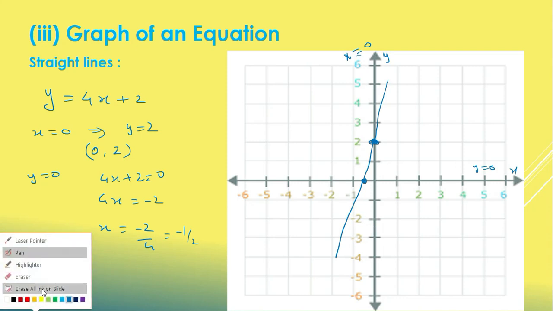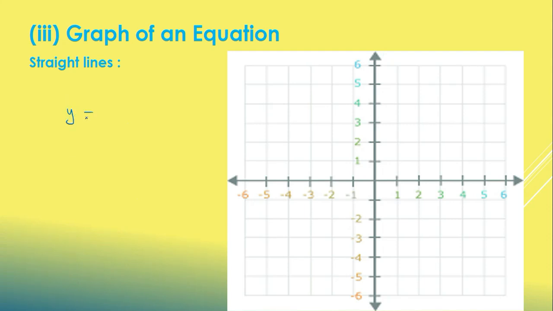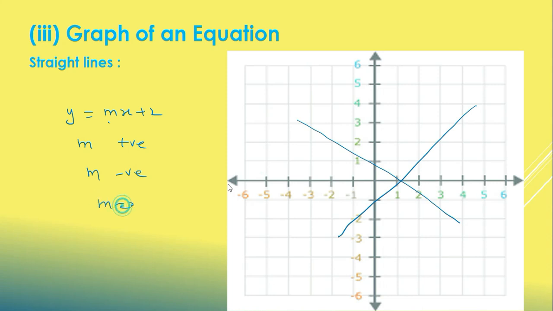Also you can roughly guess some graphs. If you write y is equal to mx plus c, if m is positive, the line will be inclined towards the right, this way, isn't it? And if m is negative, the line will be in the opposite direction, this way it will look, right, in this left side. And if m is 0, it is parallel to x-axis, this way. If m is infinity, it will be perpendicular to x-axis.